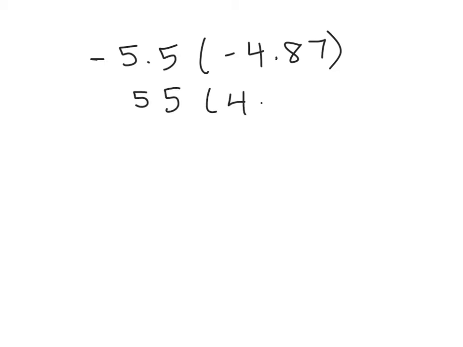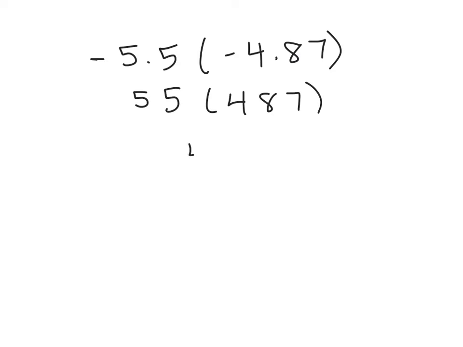The next problem we're going to focus on is negative 5.5 times negative 4.87. Remember, parentheses also mean multiplication if there's nothing between them. So first I'm going to go ahead and take my decimals out. So this would be 55 times 487. All right, 487.